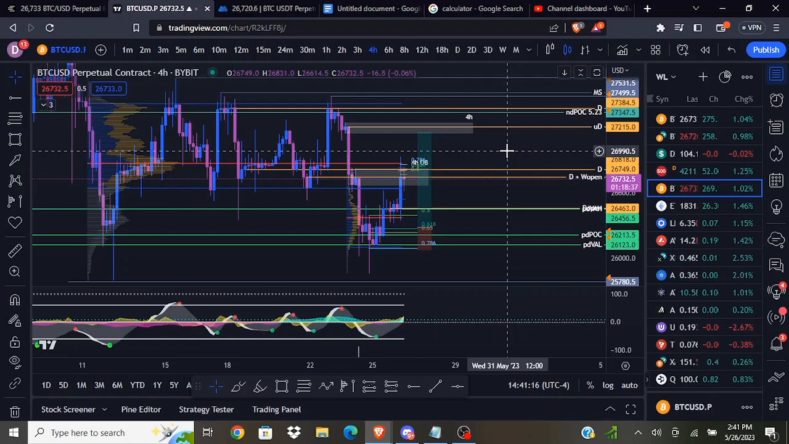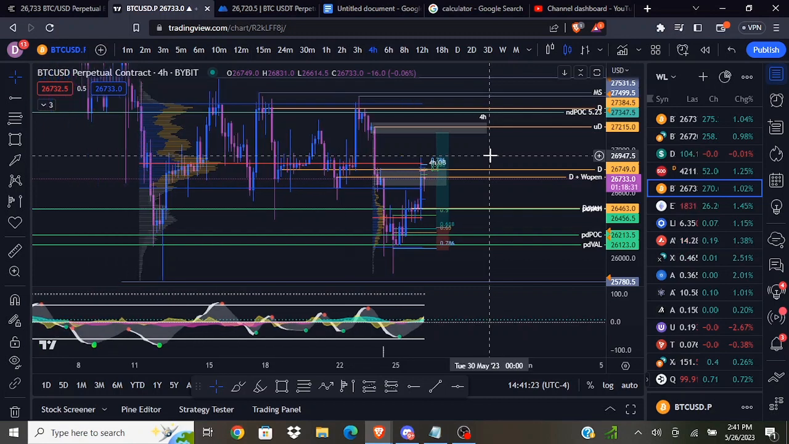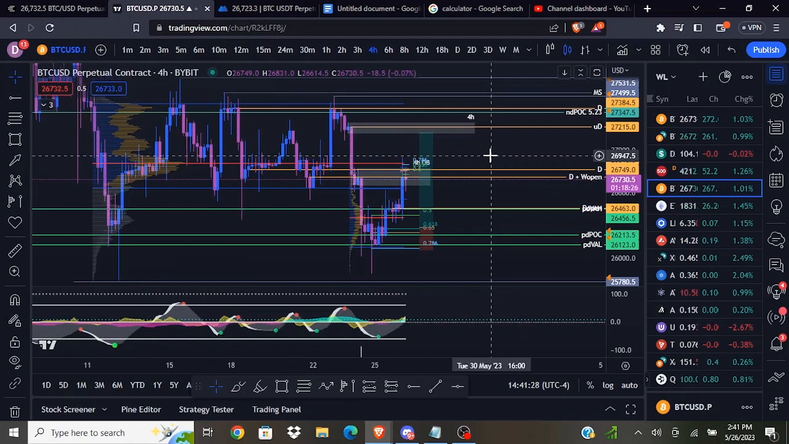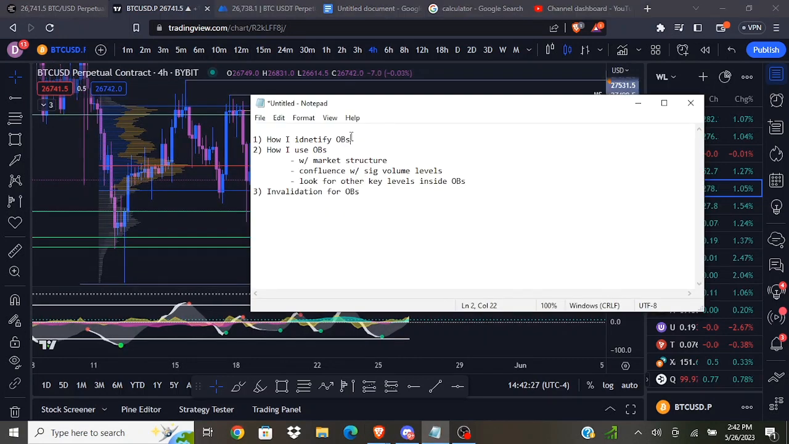But a lot of people have been asking me about how I use order blocks, how I identify them, all that. Because I've been talking about them more in my videos, I've been trading with them more. So since people want to know how I use them, I will make a video going over how I use them as of right now. So number one, what are order blocks and how do I identify them?